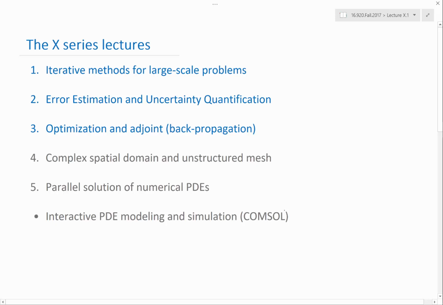So from now on, we'll be talking about several topics. Today we're going to be talking about iterative methods for large-scale problems. We'll show why we need them, because the amount of computation, if you don't use iterative methods, scales superlinearly with how many grid points you put into the problem.